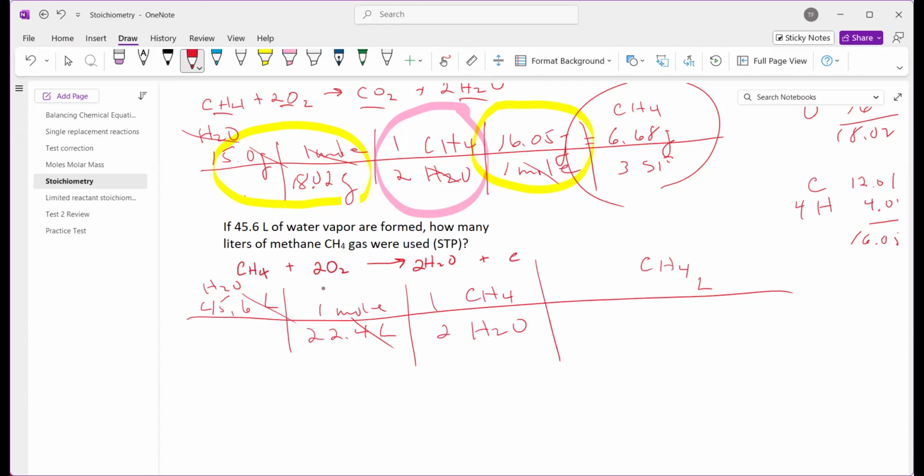Now, in some books, they'll put mole here. So either one's fine, with mole or no mole. Just to be consistent, Aaron, do you remember in the textbook whether they put mole over mole? Yeah, I don't remember either. Okay, then we need to convert to liters of methane.